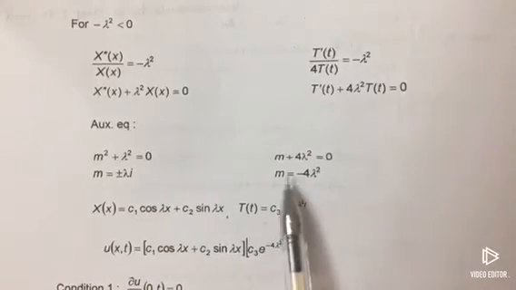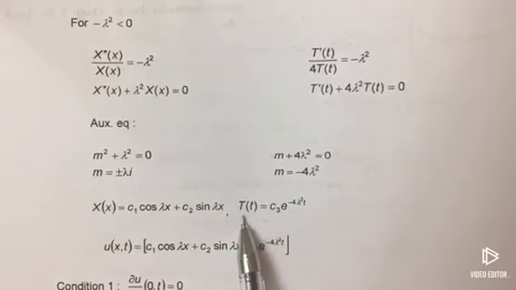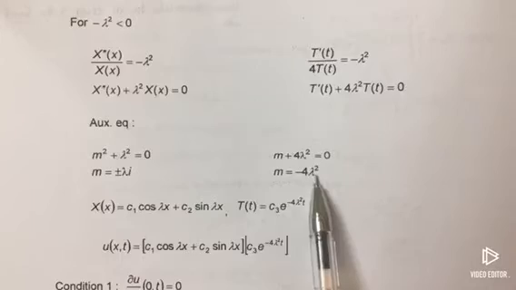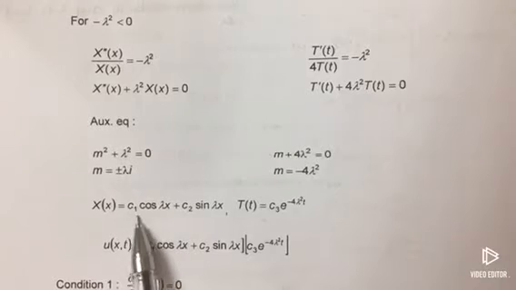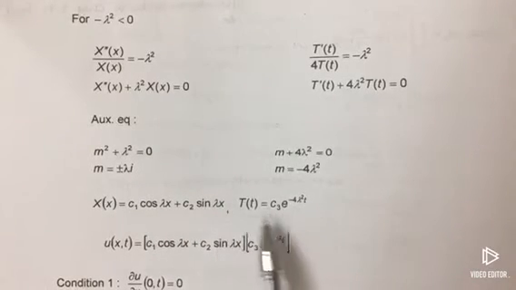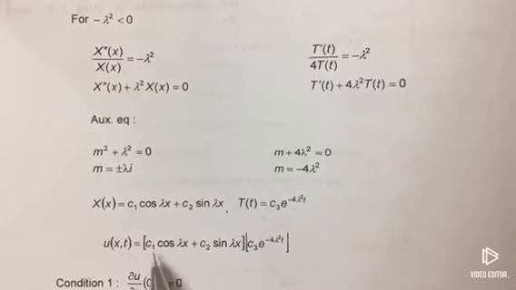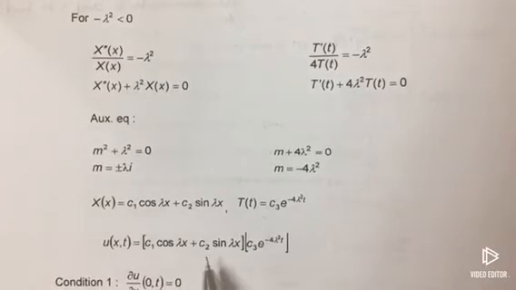For equation T, because we only get m equal to negative 4 lambda squared, we use T equal to c3 exponent negative 4 lambda squared t. Take from here. Okay, and then combine these two terms. X times T equal to (c1 cos lambda x plus c2 sin lambda x) times c3 exponent negative 4 lambda squared t. So U(x,t) equal to this equation. Okay, next we use the given boundary and initial conditions to find the values of c1, c2 and c3.